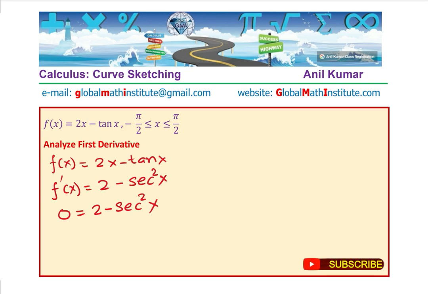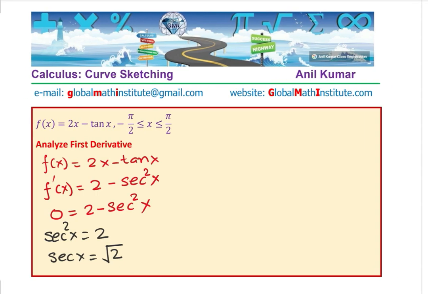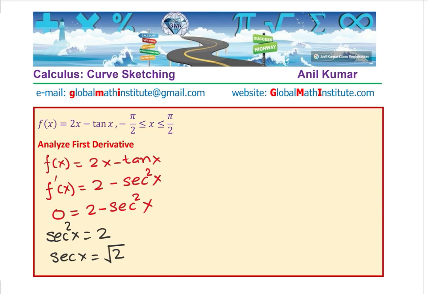Now, secant square x is equal to 2. That means secant x is square root 2. So clearly you know what the angle could be, right? Pi by 4, right? So let me just sketch here the triangle of our interest. And as you know, the sides are 1, 1, square root 2 for the angle x, right?